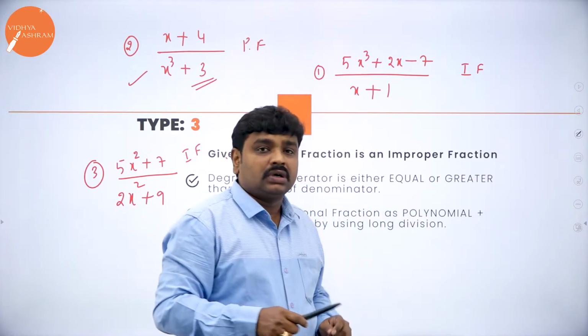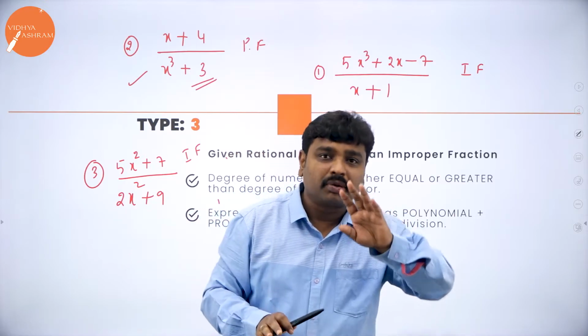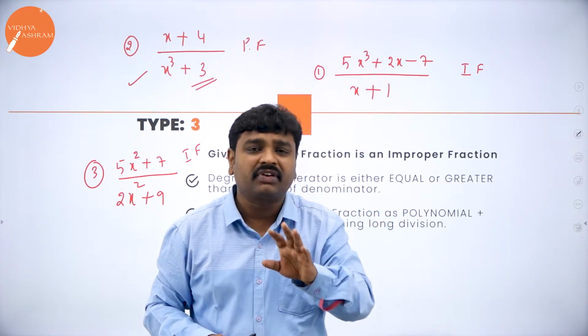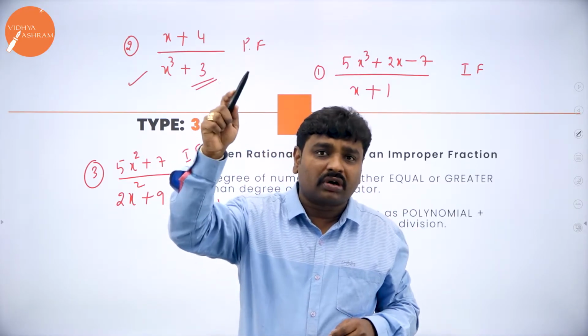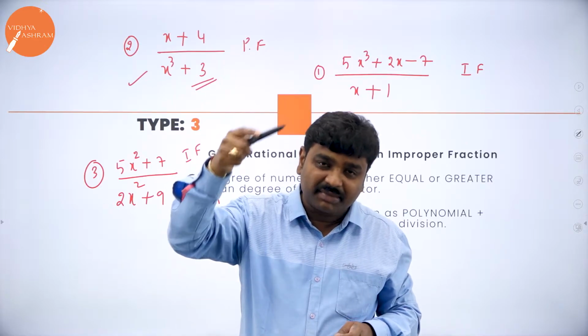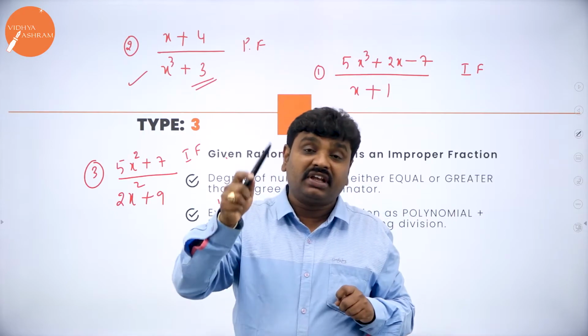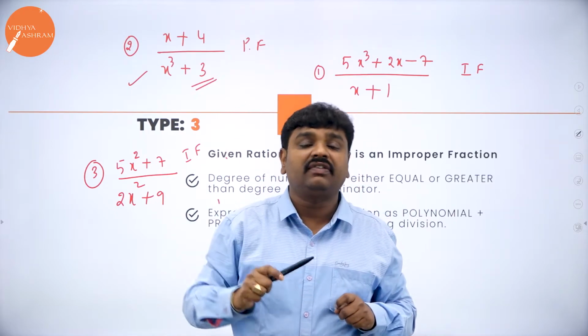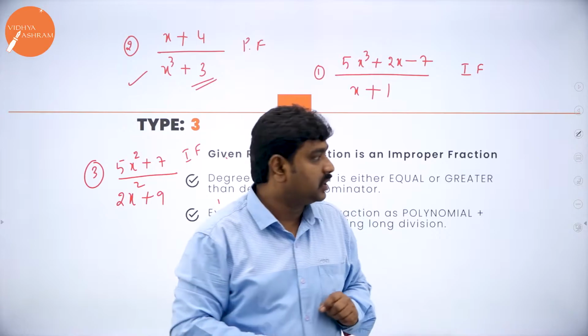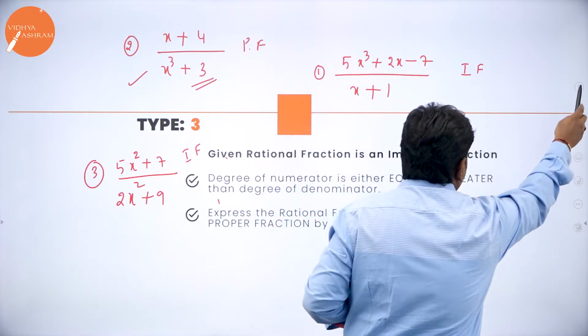So now I hope all of you are thorough with what is improper fraction. Let me repeat, what is improper fraction? If numerator degree is more, or if numerator degree is same as denominator degree, then it is improper fraction. What is proper fraction? If degree of numerator is less than degree of denominator, then it is proper. Now coming to the next concepts.